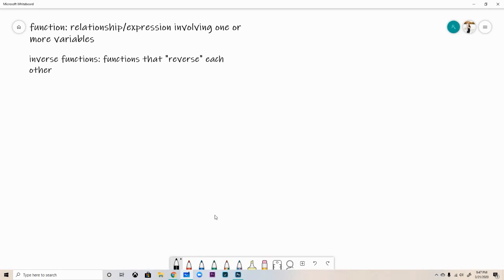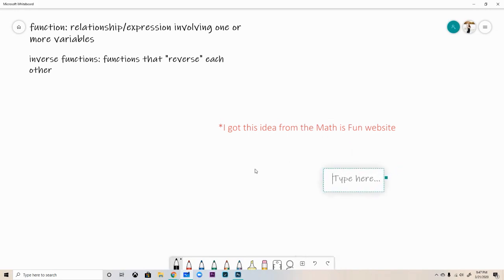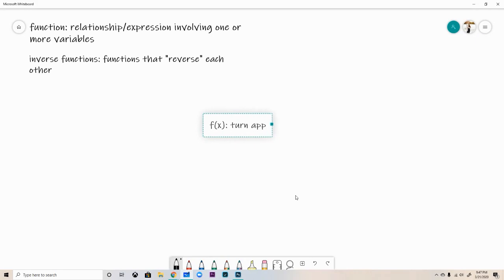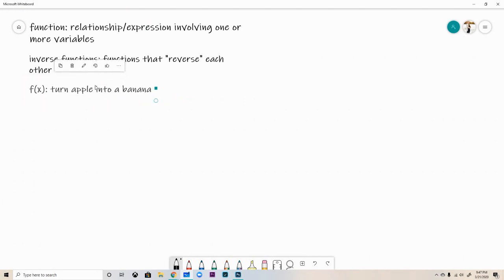There's another way to put it, and I really liked this one. I got this analogy or metaphor, I'm a math teacher. If we go one direction, let's say we have f of x, it's going to turn an apple into a banana. So f of x is going to turn an apple into a banana.